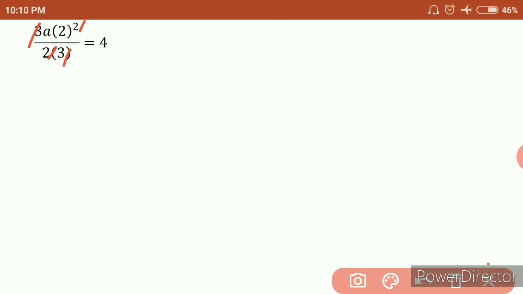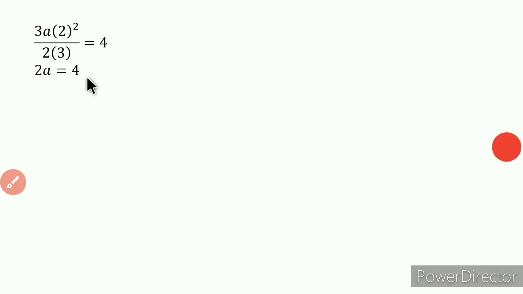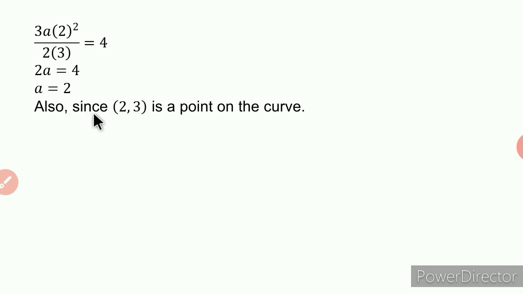And so we get 2a is equal to 4, and therefore a is equal to 2. Now we have the value of a. Now our aim is to find the value of b. Since the tangent touches the curve at the point (2, 3), that means the point (2, 3) is a point on the curve. So since (2, 3) is a point on the curve, it satisfies the equation of the curve.